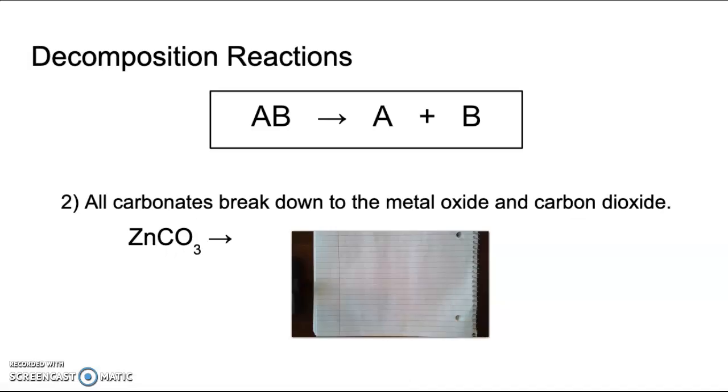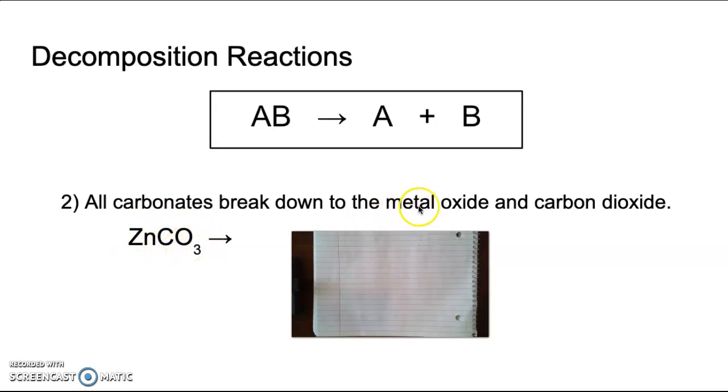Rule number 2 is that all carbonates break down to the metal oxide and carbon dioxide. We recognize carbonates because they contain that polyatomic ion carbonate, which is CO3. So this is going to be any compound that starts with some kind of cation, some kind of metal, and ends with CO3, which is carbonate.